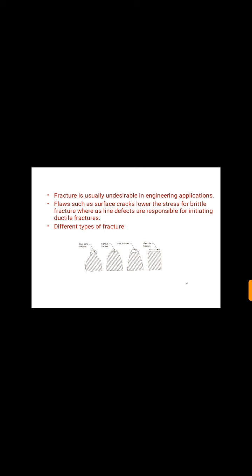How do these fractures occur? Usually, fractures occur due to crack formation. Initially, the cracks will be there. These cracks may be formed during manufacture, or during the solidification of that metal or material. Flaws such as surface cracks lower the stress for brittle fracture, whereas line defects are responsible for initiating ductile fracture.